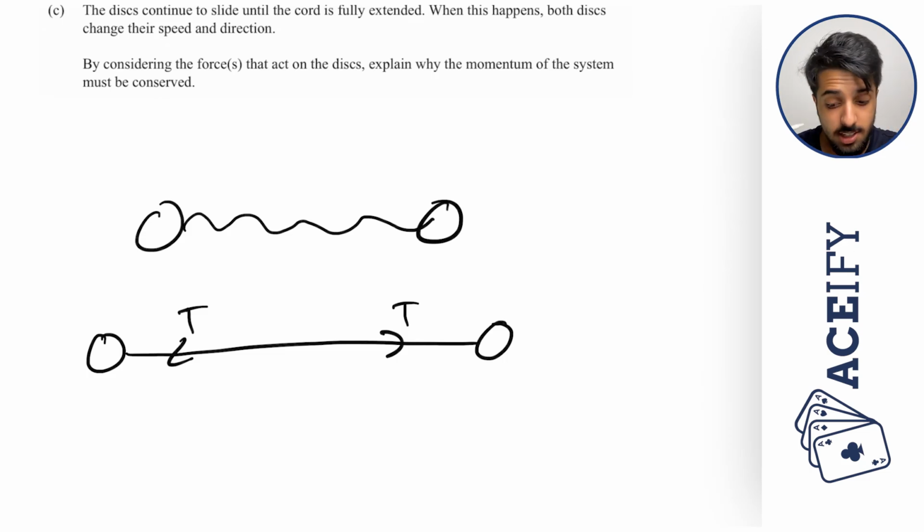Now remember that the surface that the discs glide on is also frictionless, and so there's no force acting on the discs from the surface. So there are absolutely no external forces in this scenario, and so therefore, as there are no external forces acting, momentum must be conserved. And so you can write a lovely answer based on that theory.